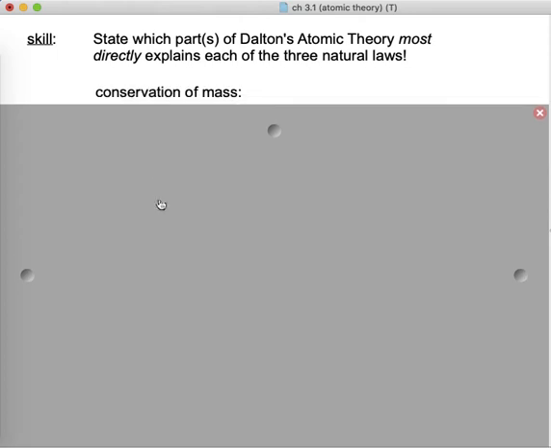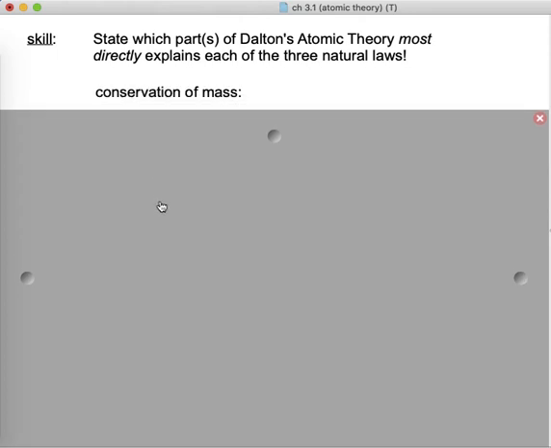So what I expect you to be able to do is to state which part or parts of Dalton's atomic theory most directly explains each of these three natural laws. For the conservation of mass, well, let me step back and say one thing. The first part of Dalton's atomic theory, all matter is made of atoms, obviously is necessary to explain any natural law in chemistry. I'm talking about which of these five most directly explain these natural laws. For conservation of mass, think about it, pause the video.